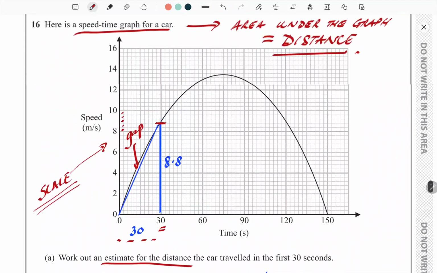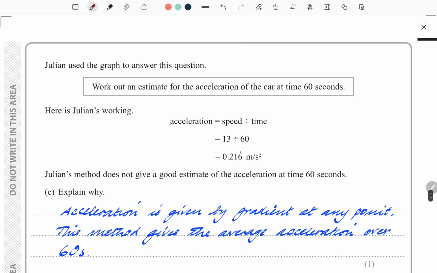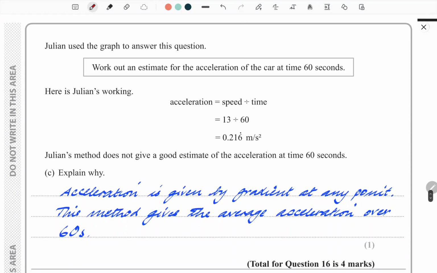That's a bit of a misprint somewhere. This is the second part of that question. Julian used the same graph to answer this question. Work out an estimate for the acceleration of the car at time 60 seconds. So it's at a specific time. The acceleration on a speed time graph is given by the gradient, so you need to work out the gradient at 60 seconds.